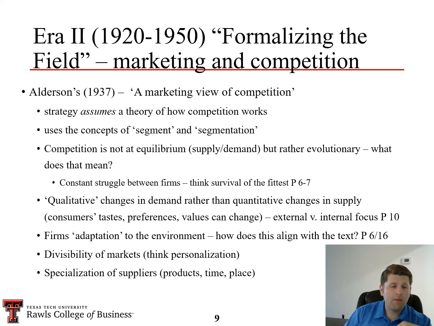Finally, we talk about the specialization of suppliers. So previously, suppliers would focus on big conglomerates and try to be all things to all people. But now they would be much more specific on what types of products they were going to provide, the times that they were going to provide them, and particular places that they could provide them as well. So that covers all of Era 2.